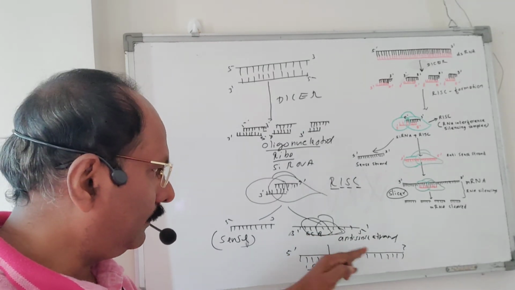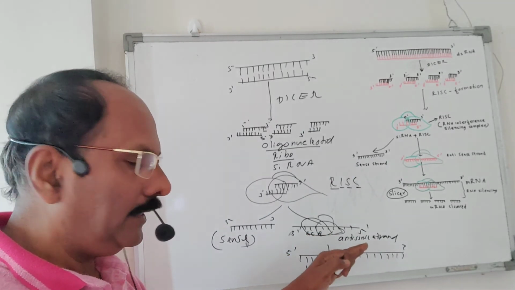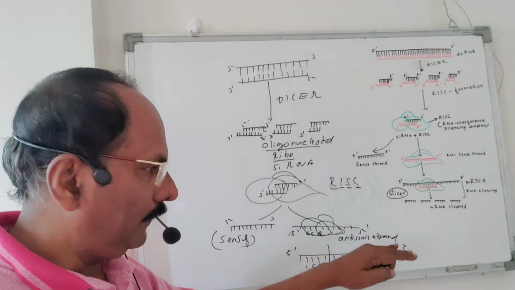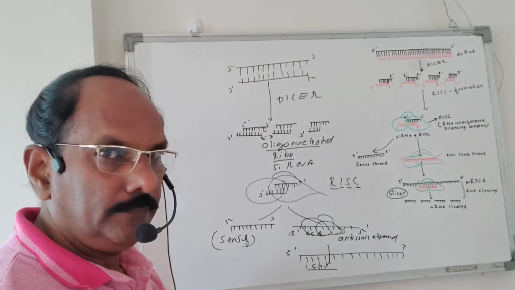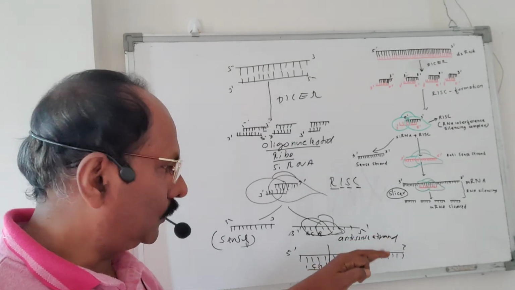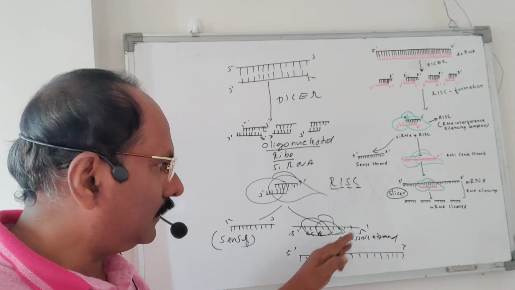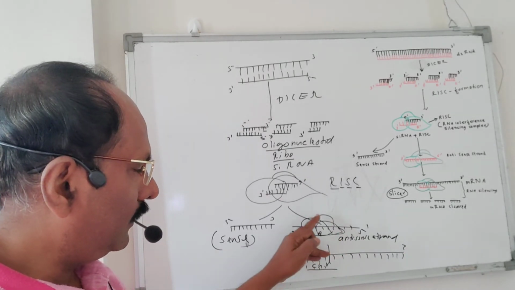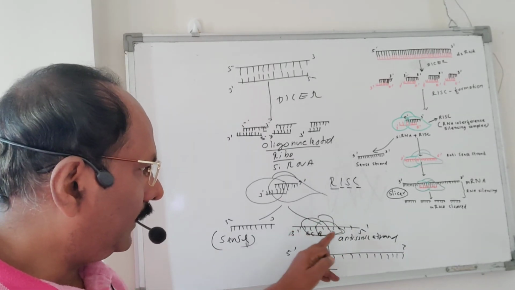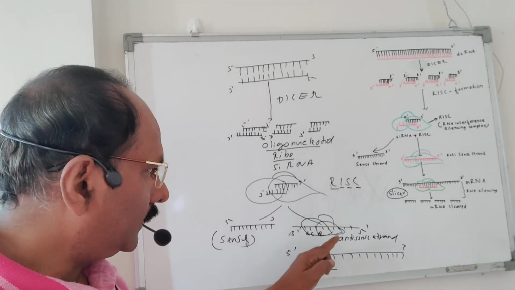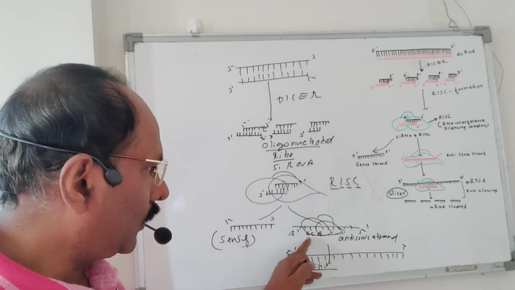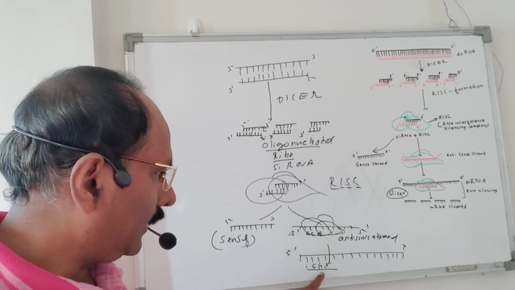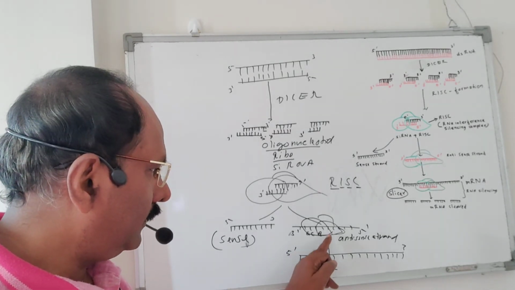So the mRNA is already prepared. This mRNA enters the cytoplasm, and it is necessary for the synthesis of a particular protein. And suppose this protein is harmful. When the mRNA is destroyed, the harmful protein also cannot be formed. So this multiple protein complex, along with the antisense strand, suppose this antisense strand has a particular nucleotide sequence that is complementary to the mRNA, so it comes to attach here. When it attaches here, it will split.